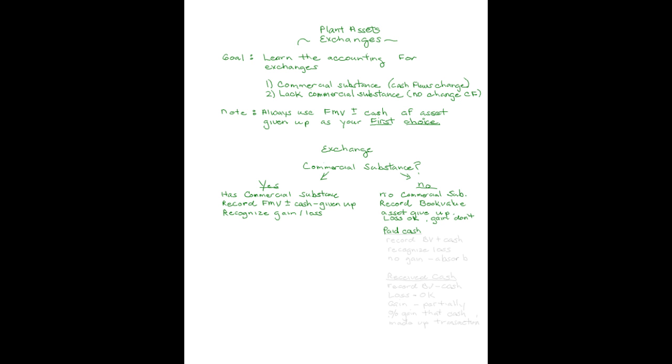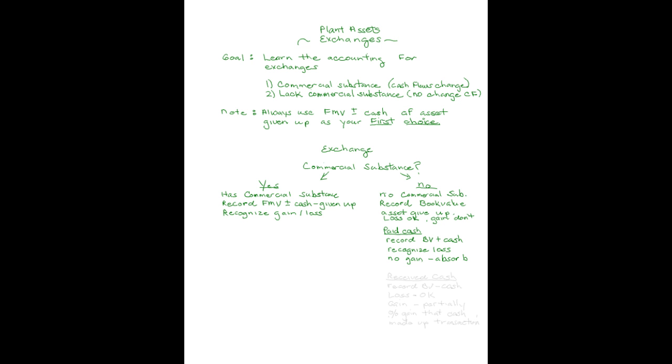But let's first say you paid cash. So you record the book value of what you gave up plus the cash you paid. And you recognize a loss if there is one. But you don't recognize a gain. Rather, you absorb the gain into the cost of the new asset. I'll illustrate that for you.